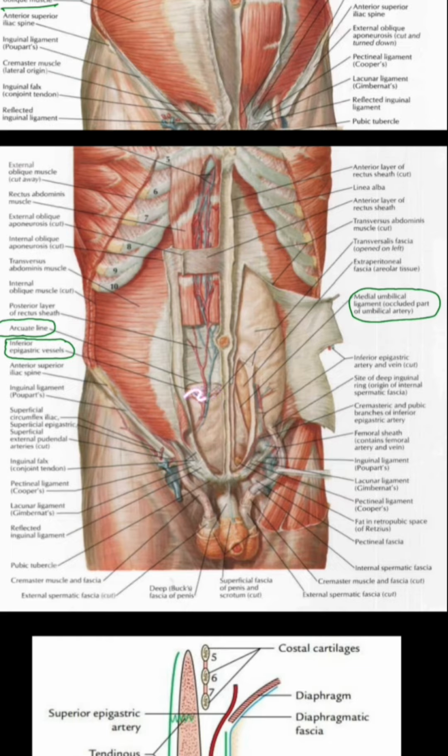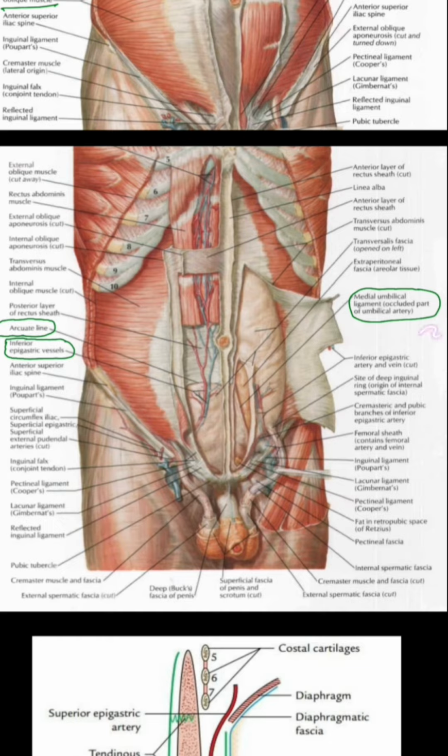And this is a beautiful image of the arcuate line. You can see that the posterior wall is deficient below the arcuate line. So this is the fascia transversalis. This is the only structure left. There is no aponeurotic structure in the posterior wall below the arcuate line. Okay, these are the inferior epigastric vessels.